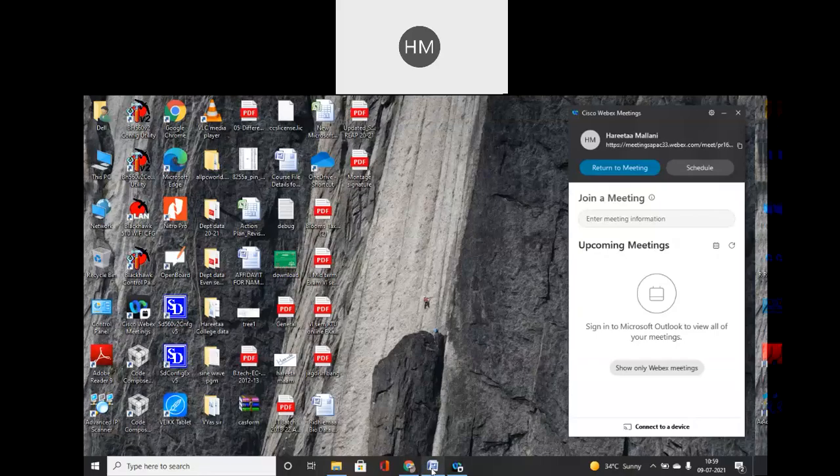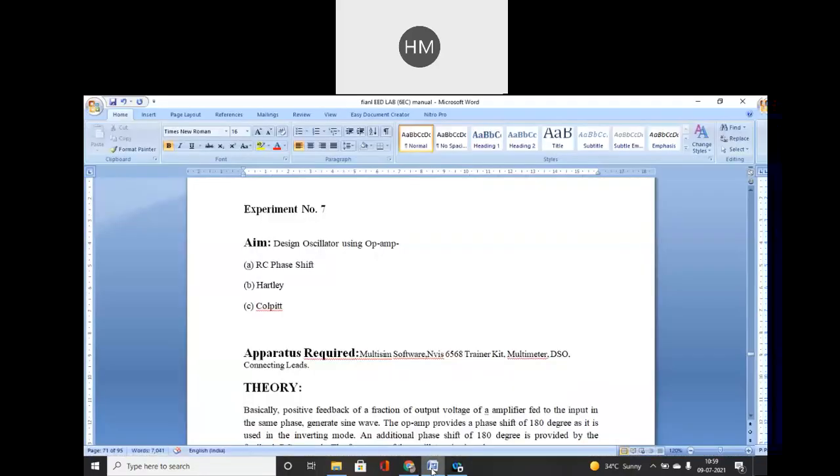I think I should start. So today we will discuss your experiment based on oscillators. See, the operational amplifier is a versatile device. We all know there are so many major applications we can build by using operational amplifiers. You all know until now we have discussed many applications.